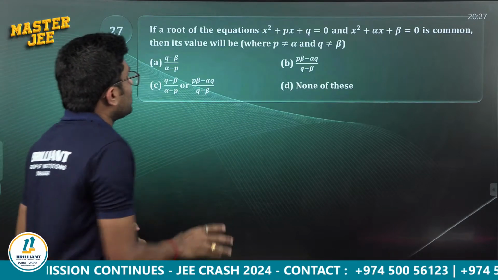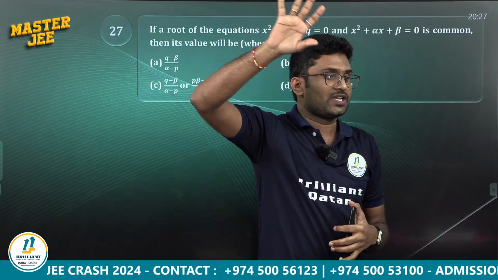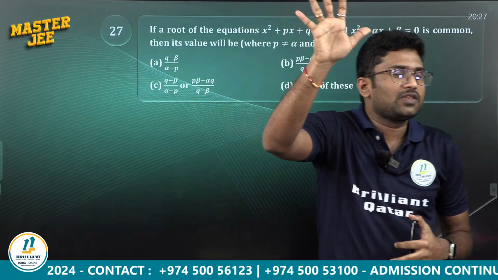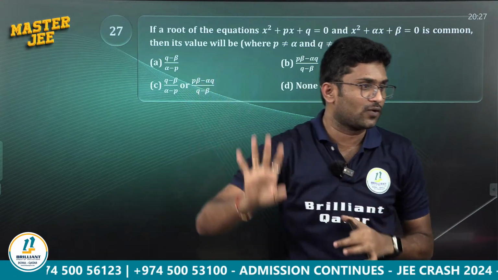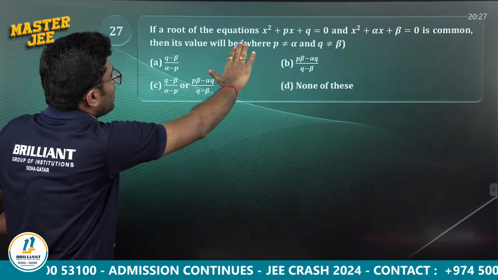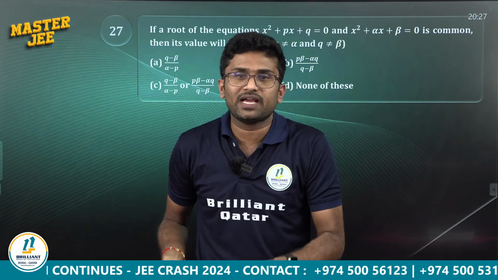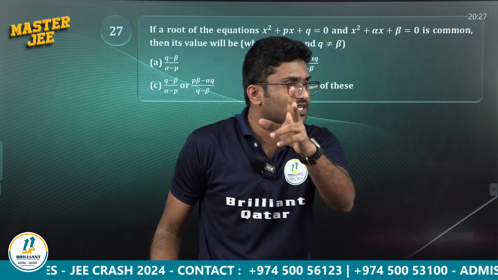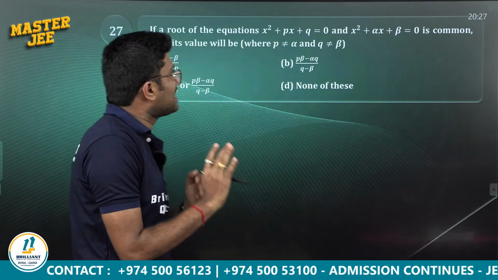Coming to question number 27, again the common roots concept. For JEE, from quadratic equations, one of the hotcakes is common roots. Next is location of roots. If two quadratic equations have a root common, what do we do? We just solve it. That's it.